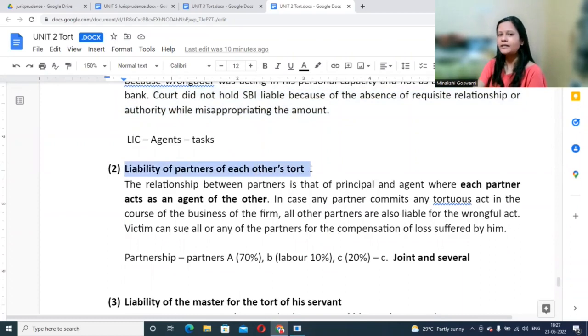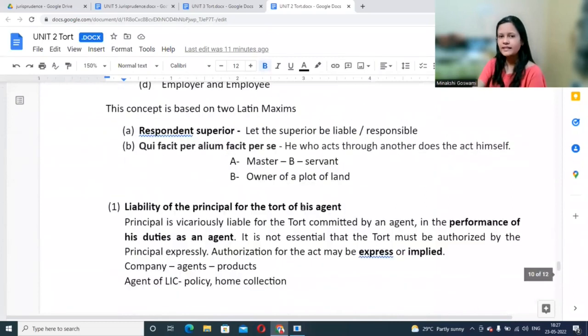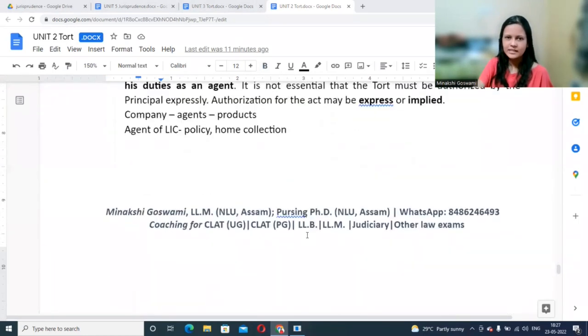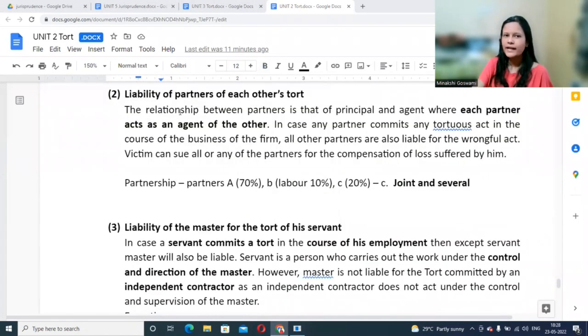Okay, liability of partners for each other's tort. Now, in case of agency, principal and agent, fine. Principal is superior, agent is inferior. Who is inferior and who is superior in case of partnership? Both are equally superior and inferior. Both are at the same time superior, at the same time inferior. That is why we say that they are like agents of each other. They are principals, they are agents also at the same time. Correct.